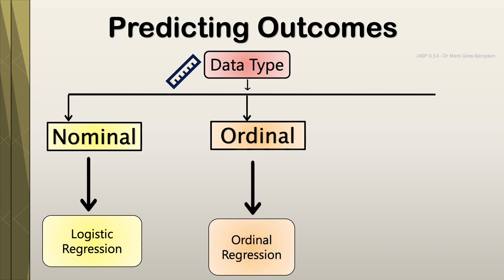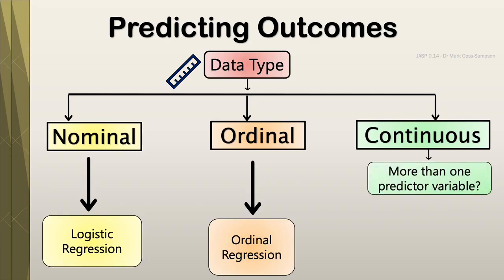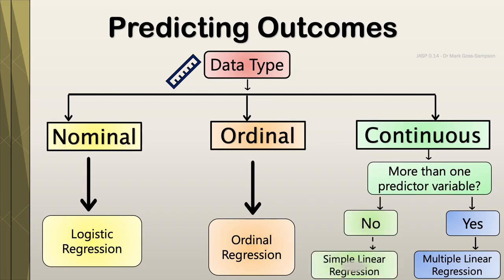However, in the conduct of quantitative research, some of the variables are measured in a continuous level. The researcher must ask this question, do you have more than one predictor variable? If your answer is yes, then multiple linear regression is the appropriate statistics to use. But if you only have one predictor variable, simple linear regression is the appropriate one.